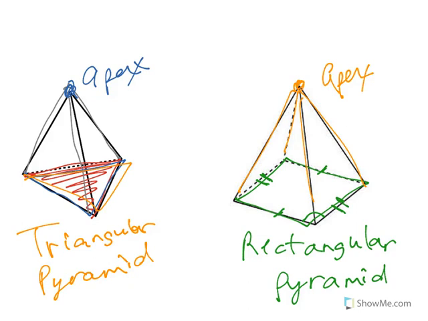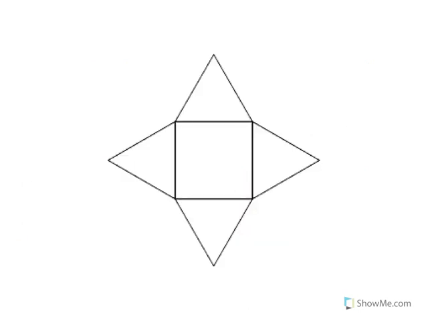Now, most common, I think, is the square pyramid. I don't know why I think that's the most common. I just think it is. So we have the square pyramid, which all sides are the same.